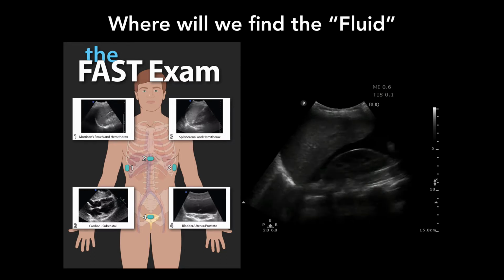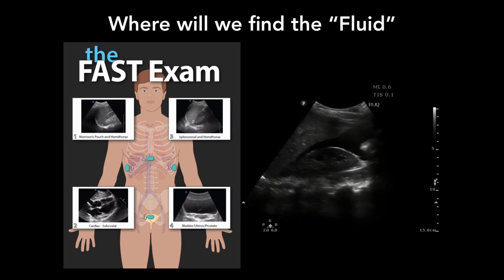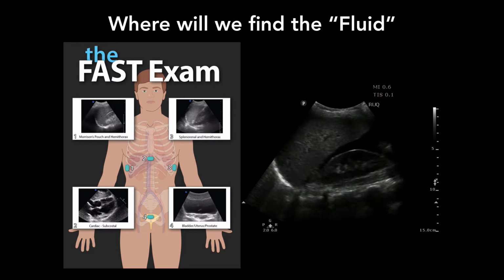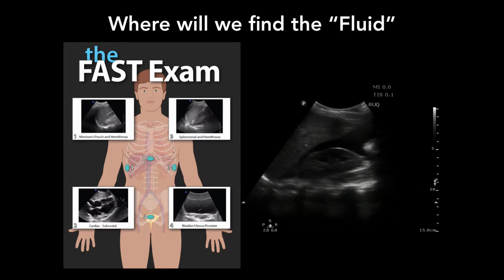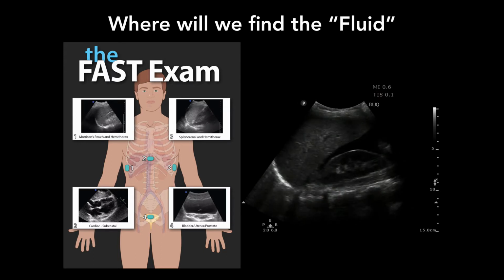So this space is called Morison's pouch, right? And we're going to come back to this in a minute. It's not important to remember that it's called Morison's pouch. It's important to remember that it's important. Remember we've talked about that before? Why is this space important? Because this space is where fluid collects in the supine patient, all right?